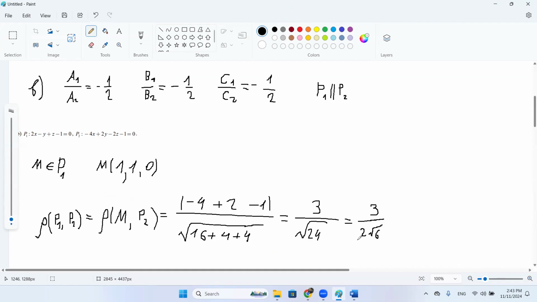Any questions about this task? Previous tasks, previous lessons, anything else? Okay, if no questions, we are finishing the lesson.